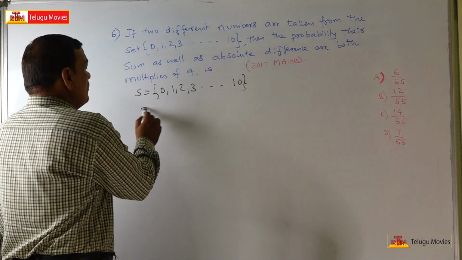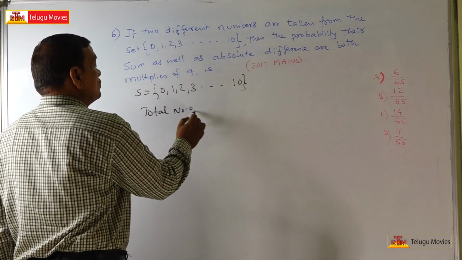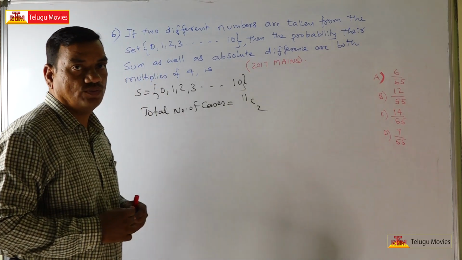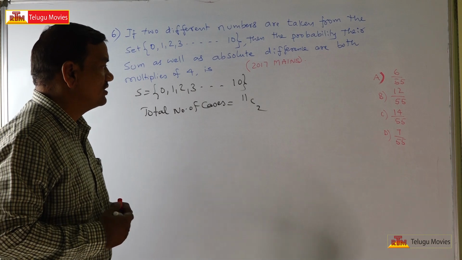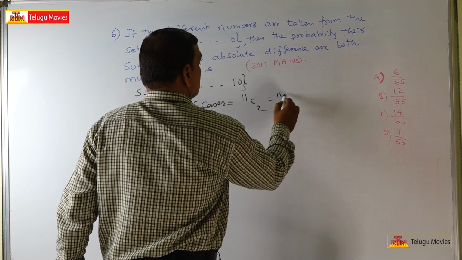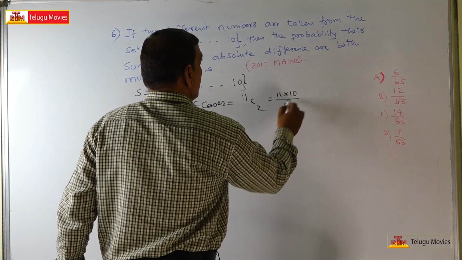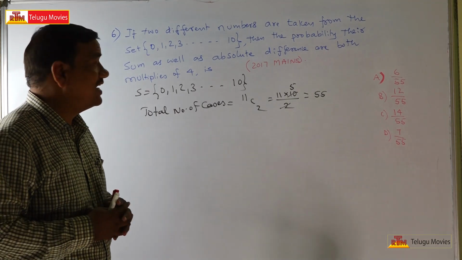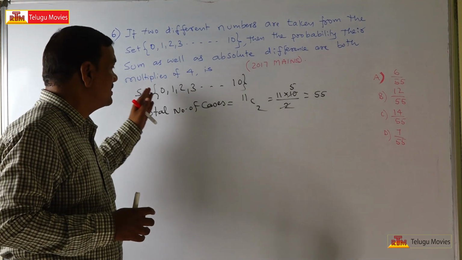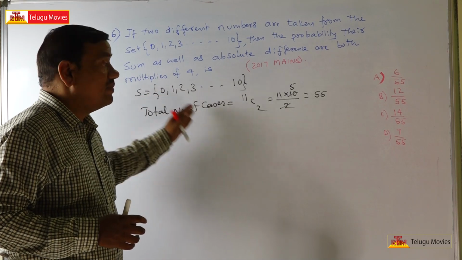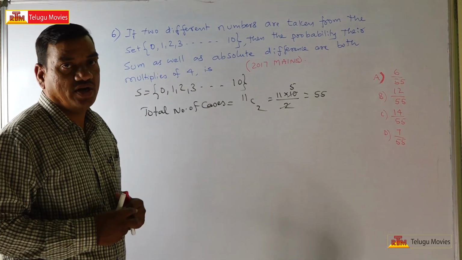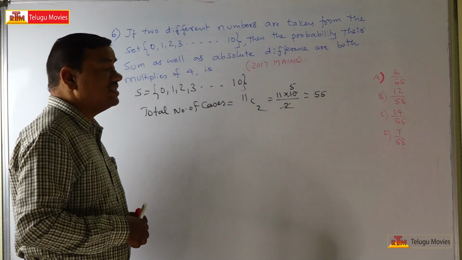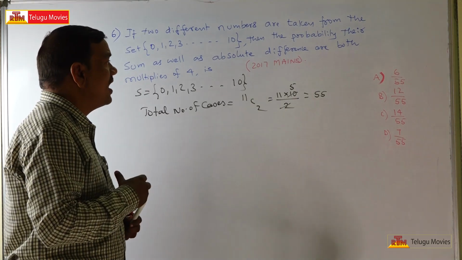So what is the total number of cases? Total number of cases means from this you have to select two numbers, 11C2. That is 11 into 10 by 2, which is 55. So altogether you can select two numbers from this set containing 11 elements in 55 ways. That means 55 pairs of numbers you will get. From these selected two numbers, there is a sum and a difference.